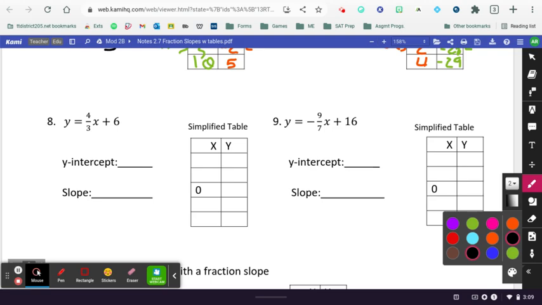So we have y equals 4/3 x plus 6. So we have our y-intercept of 6 and a slope of 4/3. And in number 9, we have negative 9/7 x plus 16. Our y-intercept is 16. Our slope is negative 9/7. Write it how you say it. So pause the video. See if you can handle this on your own.